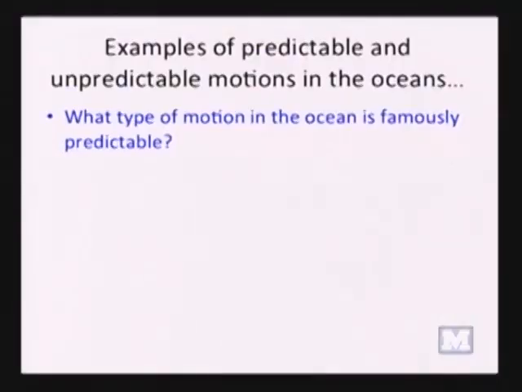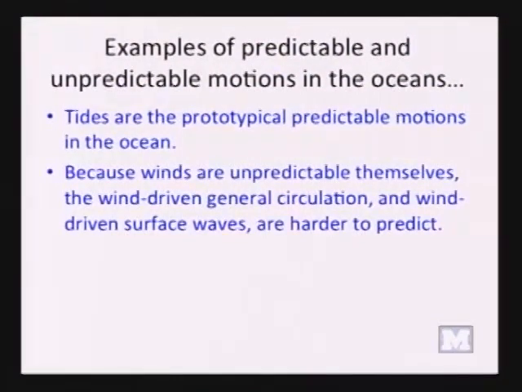I'm just kind of curious how this will go, so I'll try one interactive thing. What type of motion in the ocean is famously predictable? I'll give you a hint. Tides, exactly. Tides are pretty predictable. The moon is there, the sun is there, the orbits are known, and tides are famously predictable. They're the prototypical predictable motion in the ocean.